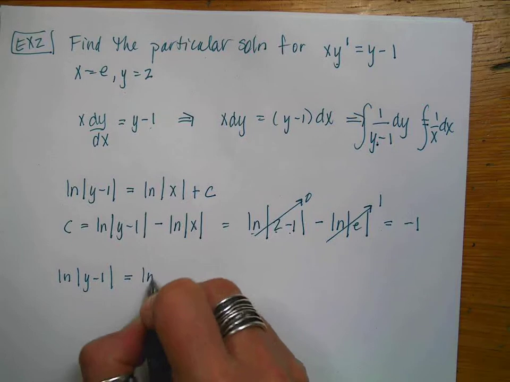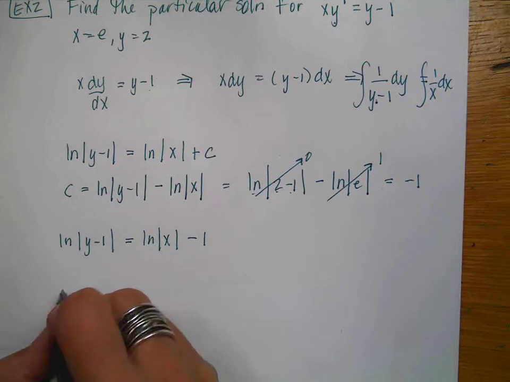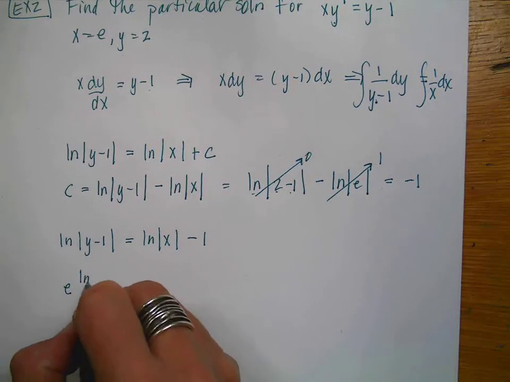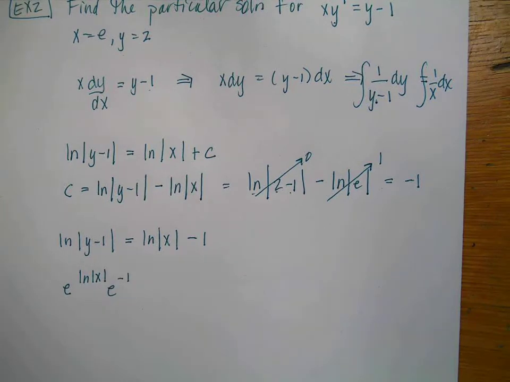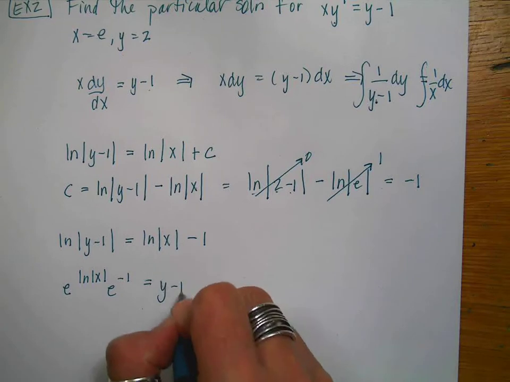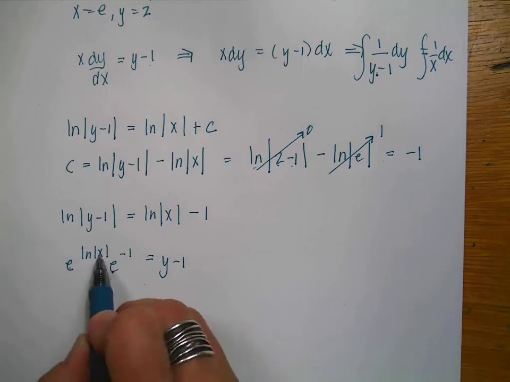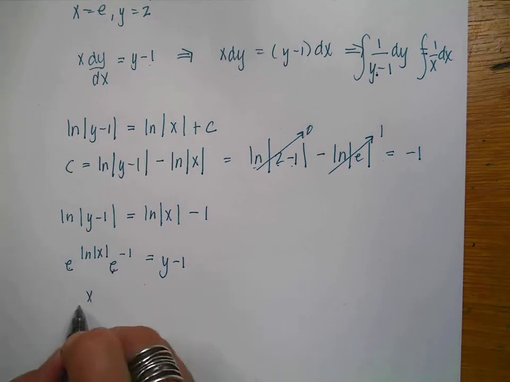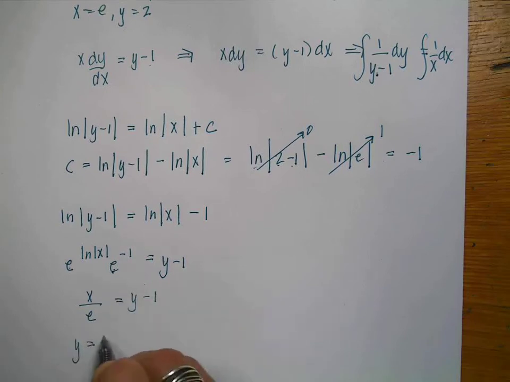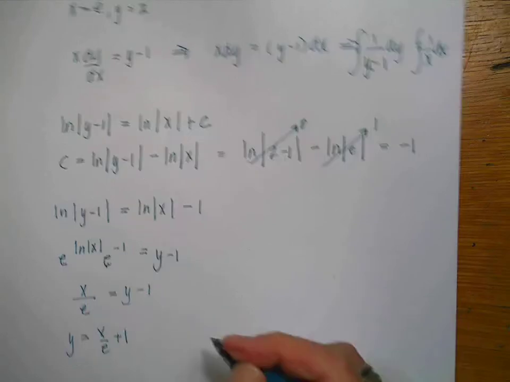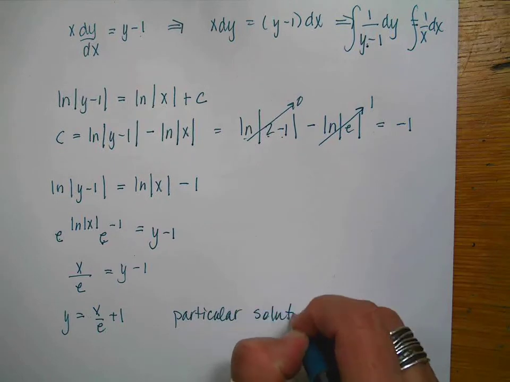So I have the natural log absolute value of y minus 1 is equal to the natural log absolute value of x minus 1. I'm going to go back to exponent form. So e to the natural log absolute value of x, and then technically this is going to be e to the negative 1, right, is equal to y minus 1. So now I can rewrite this. e to the natural log of x is going to be x. e to the negative 1 is equal to y minus 1. So y is going to equal x over e plus 1. And this is my particular solution.